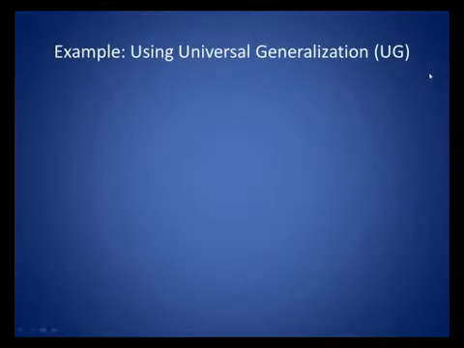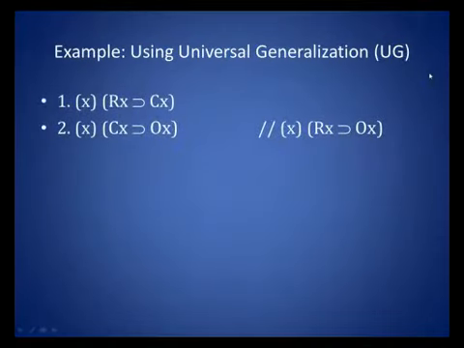So let's take a look at the example. Premise 1, for all x, if x is r, then x is c. Premise 2, for all x, if x is c, then x is o. Therefore, for all x, if x is r, x is o. First things first, I'm going to UI premise 1. So I'm removing my universal quantifier, and I'm replacing my variable with a variable of my choice or a constant. In this case, I'm going to replace it with a variable.